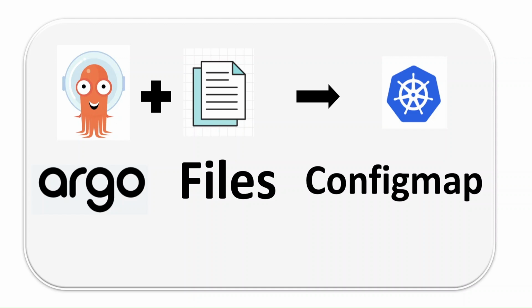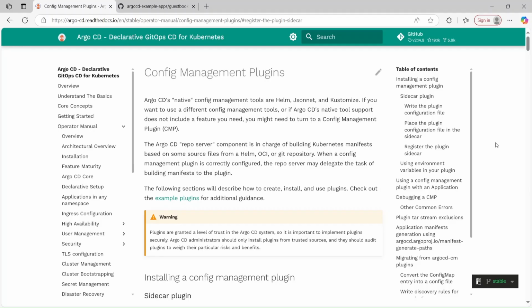So you cannot really create a manifest within the Helm chart to create the config map. So let's see how we can use Argo CD to create a config map using external files. For this, we are going to use something called config management plugins within Argo CD. This plugin is a repo server component which is in charge of generating Kubernetes manifests from source files like Helm, OCI or a Git repository. Then Argo CD will take that manifest and apply it to the cluster and create the required resources.